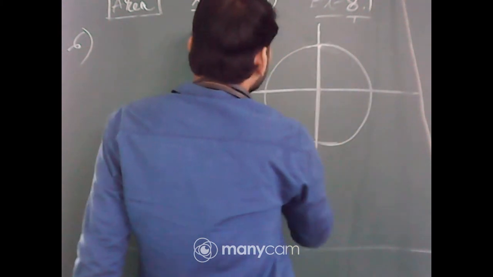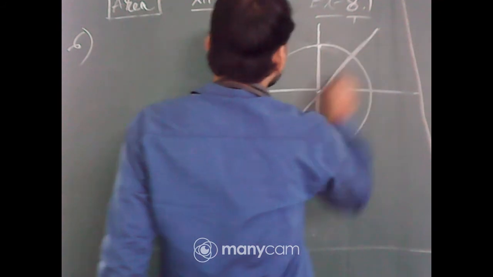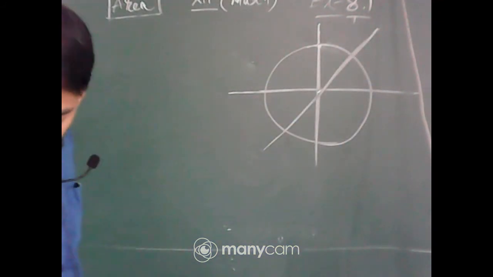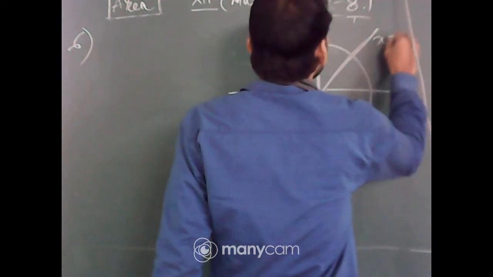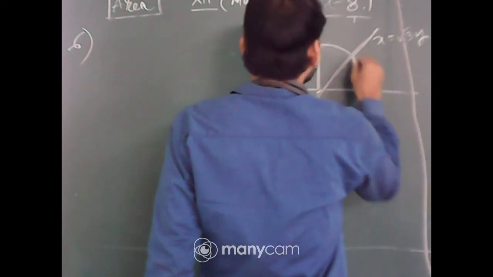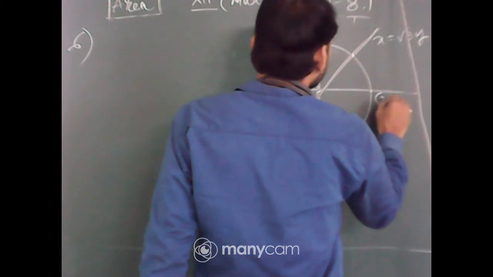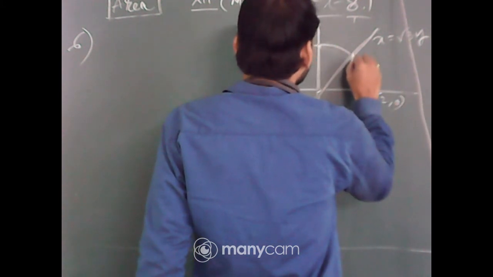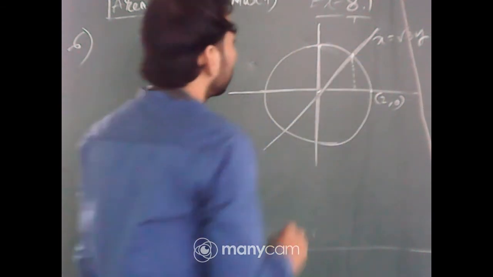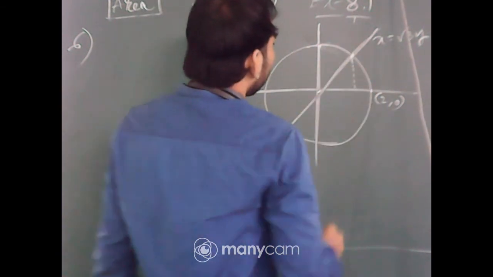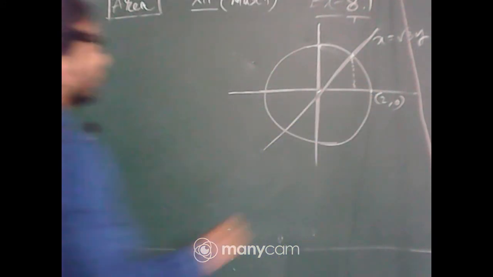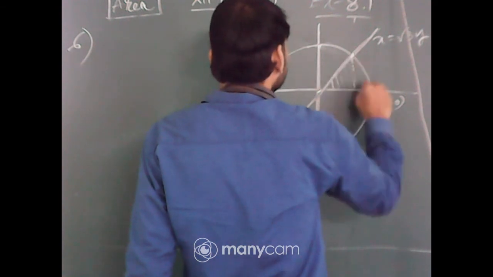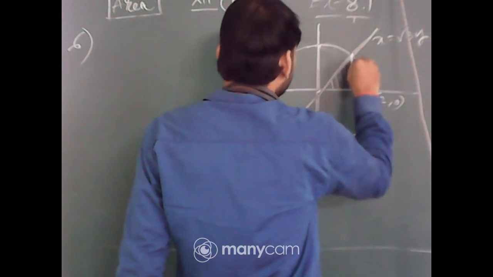And the line must pass through the origin. The line is given by x equals root 3 y. First of all, this point is (2, 0), and we have to find the point of intersection. From this point, I am drawing a perpendicular on the x-axis. You have to find this region only. I am drawing one perpendicular here.